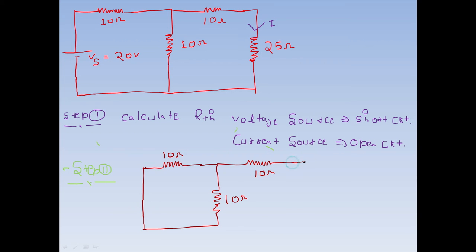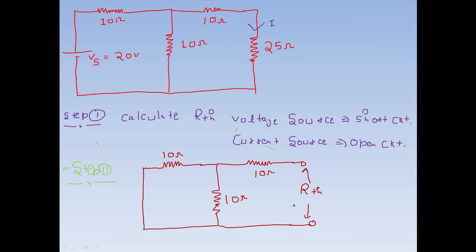And this is open circuited. That is RTH. We have to calculate RTH from here. This 25 ohm resistance is open circuited so that we are able to determine RTH. For determination of RTH, we short circuit the voltage source, and if there is a current source, we open circuit the current source.